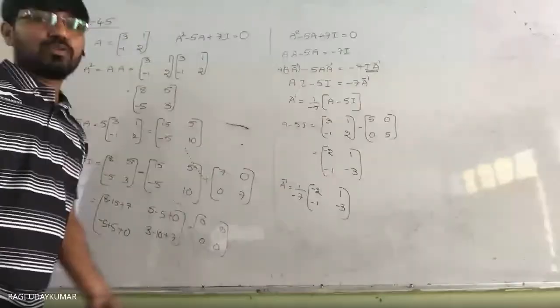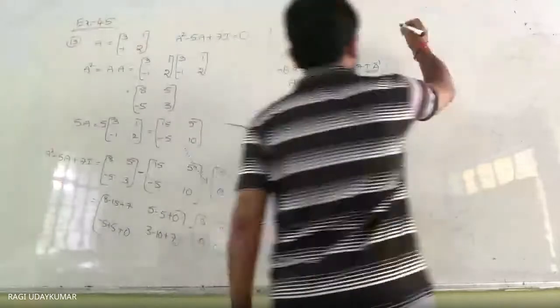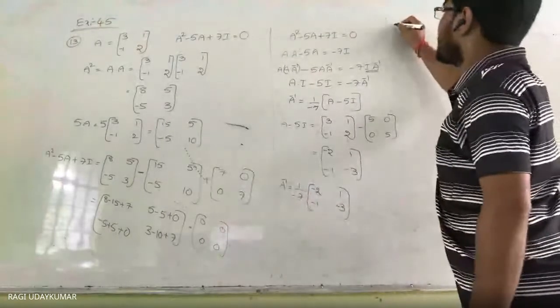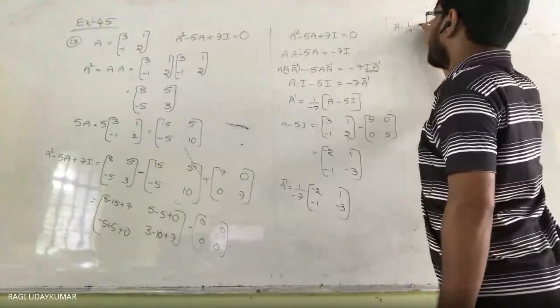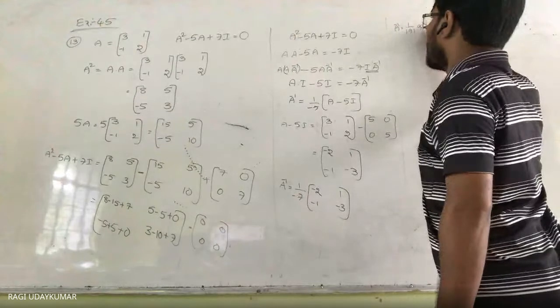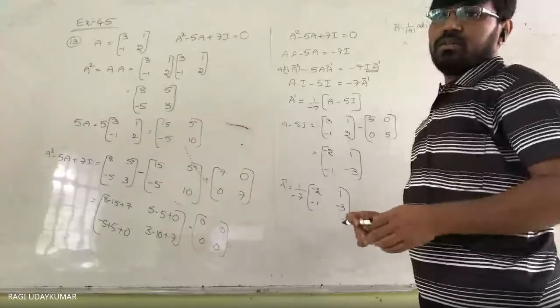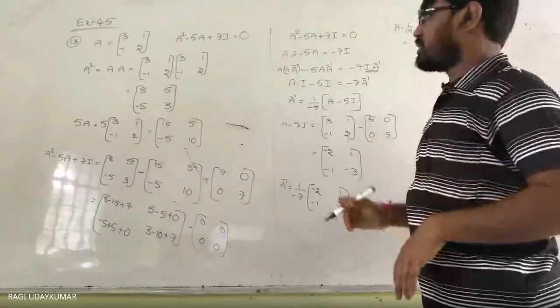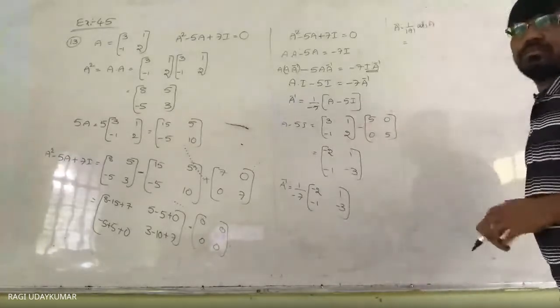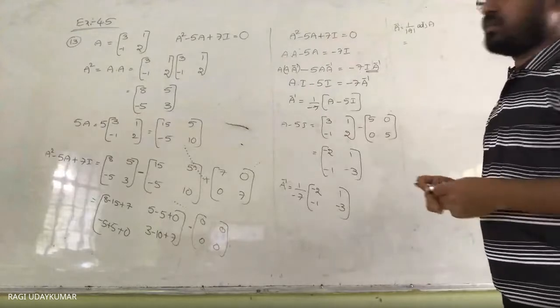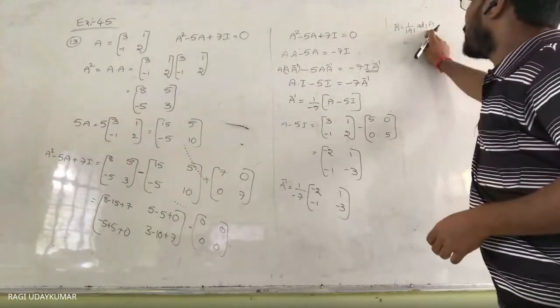Sir, why such a long procedure? Simple way is there. A inverse is nothing but 1 by determinant of A into adjoint of A. So what is the determinant of A? You can do it like that also, but here the question is given, so after finding that, with the help of this you have to find this one. So what do you get here? In this situation, 1 by det A into adjoint of A.